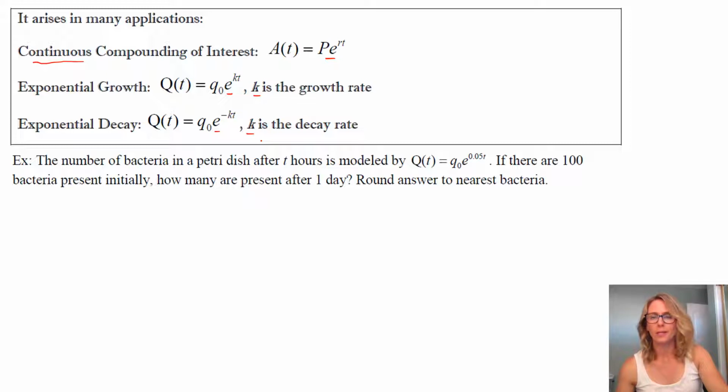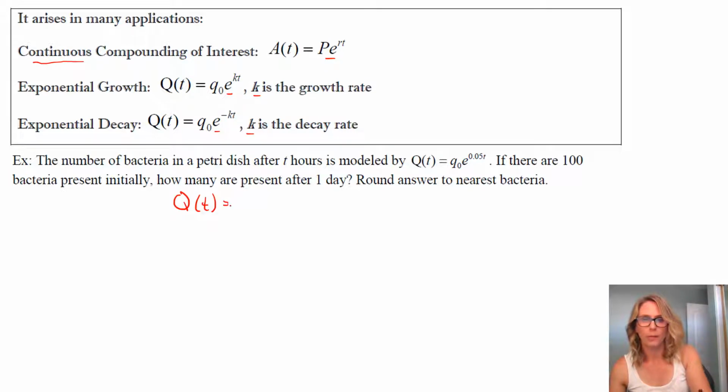So the number of bacteria in a petri dish after t hours is modeled by Q of t equals Q naught times e to the 0.05 t. If there are 100 bacteria present initially, how many are present after 1 day? Round answer to the nearest bacteria. So you can imagine that since we're talking about growing bacteria, we'll be using our Q of t equaling Q naught times e to the kt.